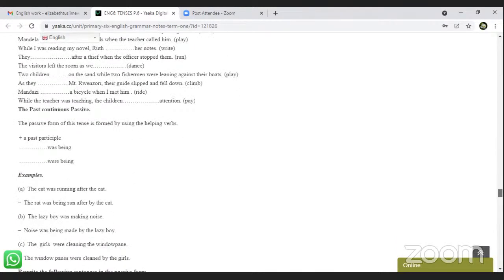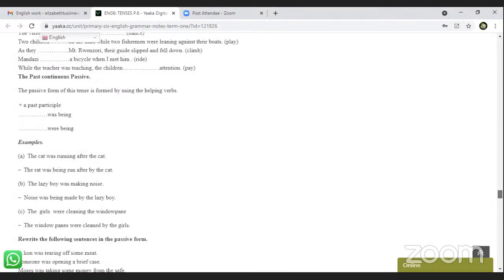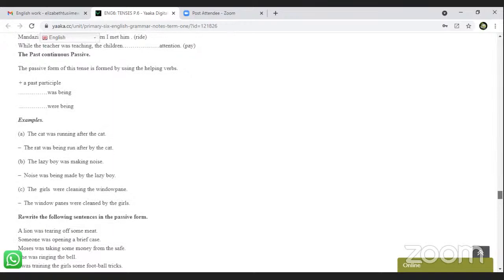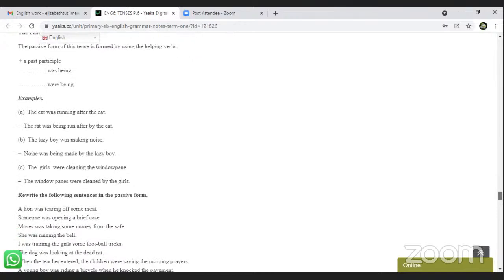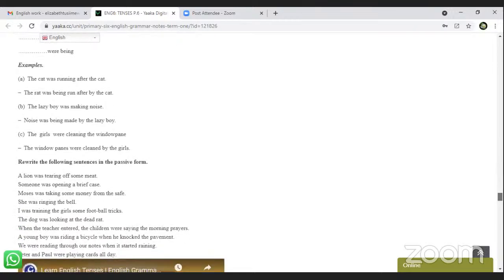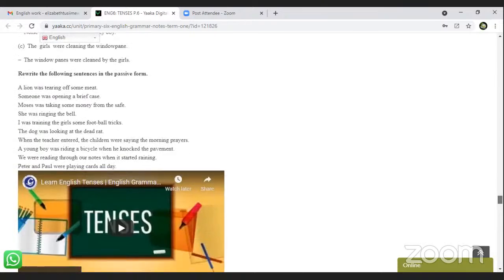Please go ahead, Lynette. The past continuous also has its passive, where we use was being. Every time you see being used in the passive voice, it shows continuity. It shows that the main verb was continuous. And were is for plural. Was is for singular subjects. So there are examples given to you there.